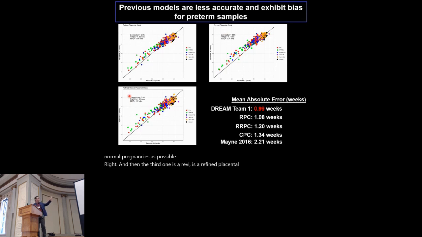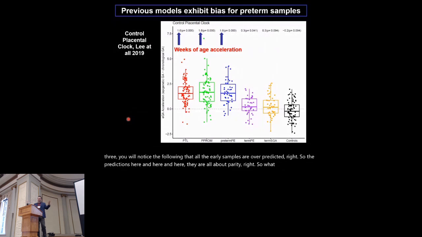Now, if you look at all those 3, you will notice the following, that all the early samples are over-predicted, right? So the predictions here and here and here, they are all above parity, right? So what does that mean? That pretty much means that there is accelerated aging in those placentas. This is what it is saying, right?